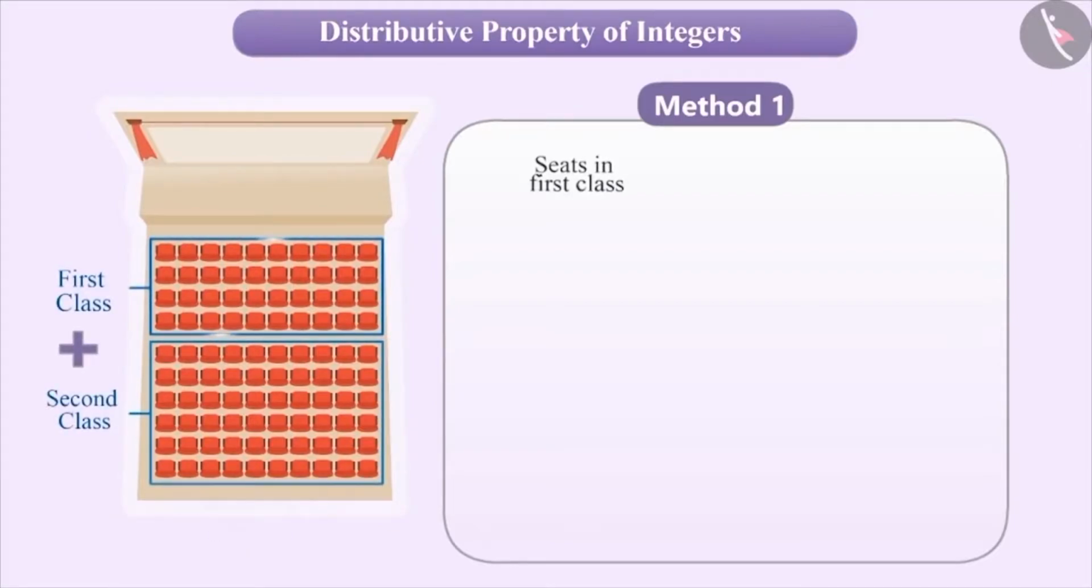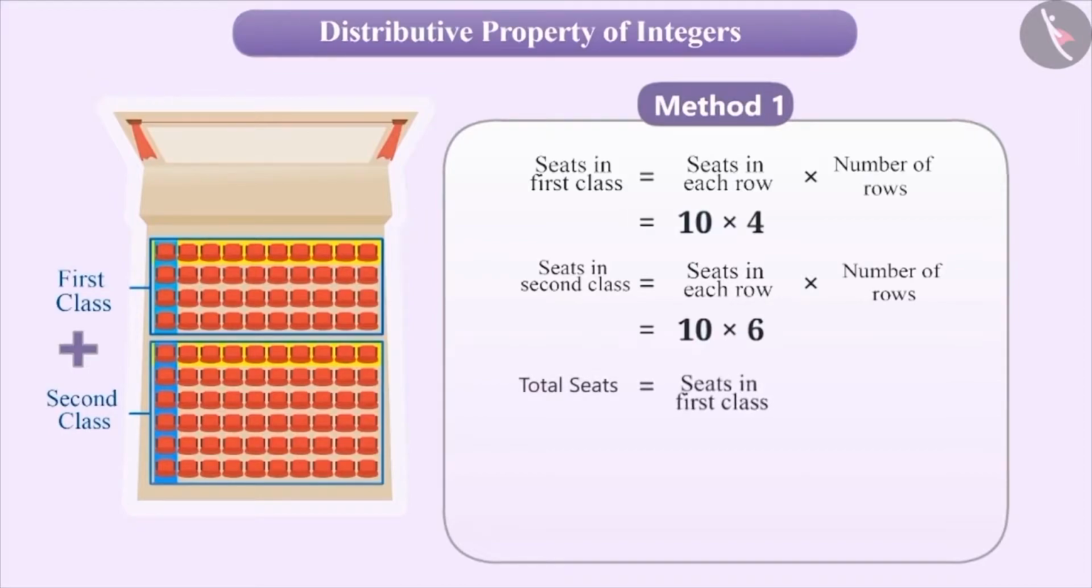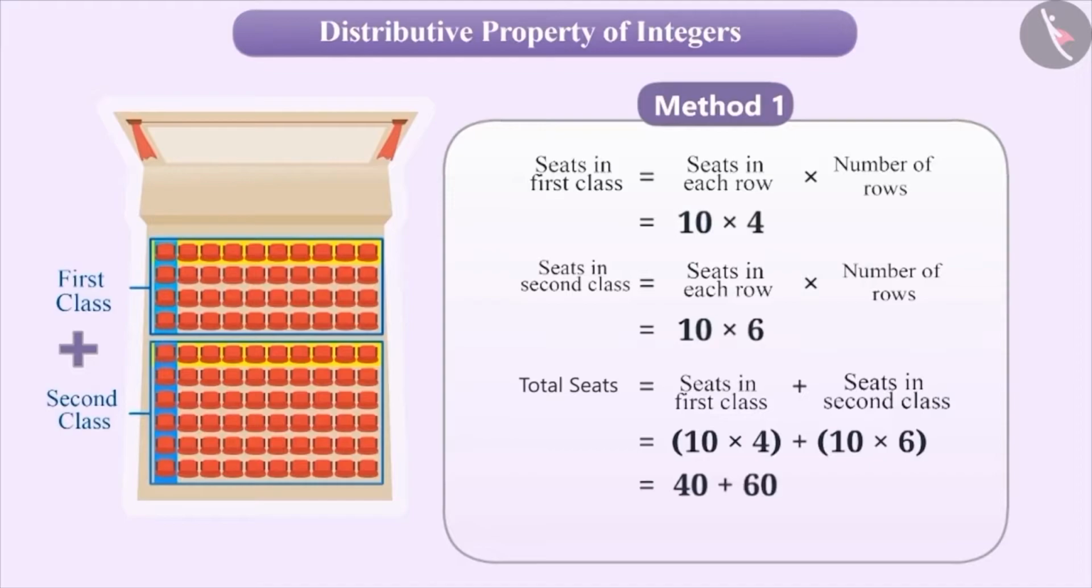Here, the number of seats in the first class is equal to the number of seats in each row multiplied by the number of rows, which is 10 multiplied by 4. Similarly, the number of seats in the second class is 10 multiplied by 6. So, the total seats in the auditorium is equal to the number of seats in first class plus the number of seats in second class, which is 10 multiplied by 4 plus 10 multiplied by 6, which is 40 plus 60, which means 100 seats.